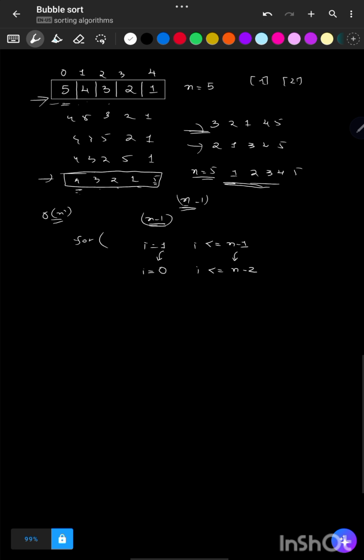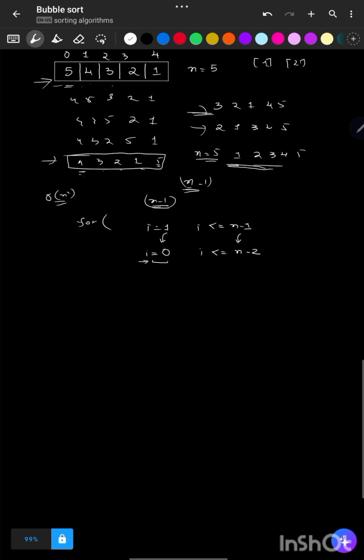And what is the purpose of doing this? The purpose is that in Java or most of the programming languages, arrays follow zero-based indexing, and it will be useful to us if we start the outer for loop with i is equal to 0, because it will be easy for us to do the indexing while swapping and comparing and all that. So i is equal to 0, i is less than or equal to n minus 2, i plus plus.